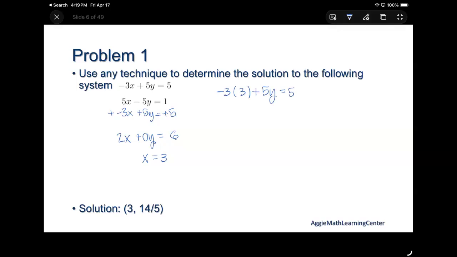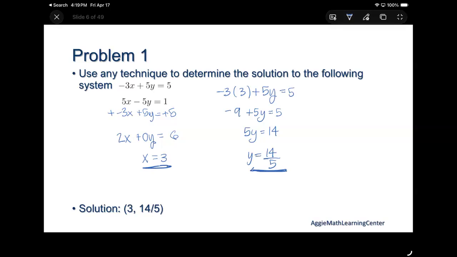The reason I put it in there is because I want to know what y can be equal to. So I'm going to simplify this out. Negative 3 times 3 is 9 plus 5y is equal to 5. Add 9 to both sides. 5y is equal to 14. And if I divide both sides by 5, y is equal to 14 over 5. So here I found myself the x value and the y value that satisfy both equations.